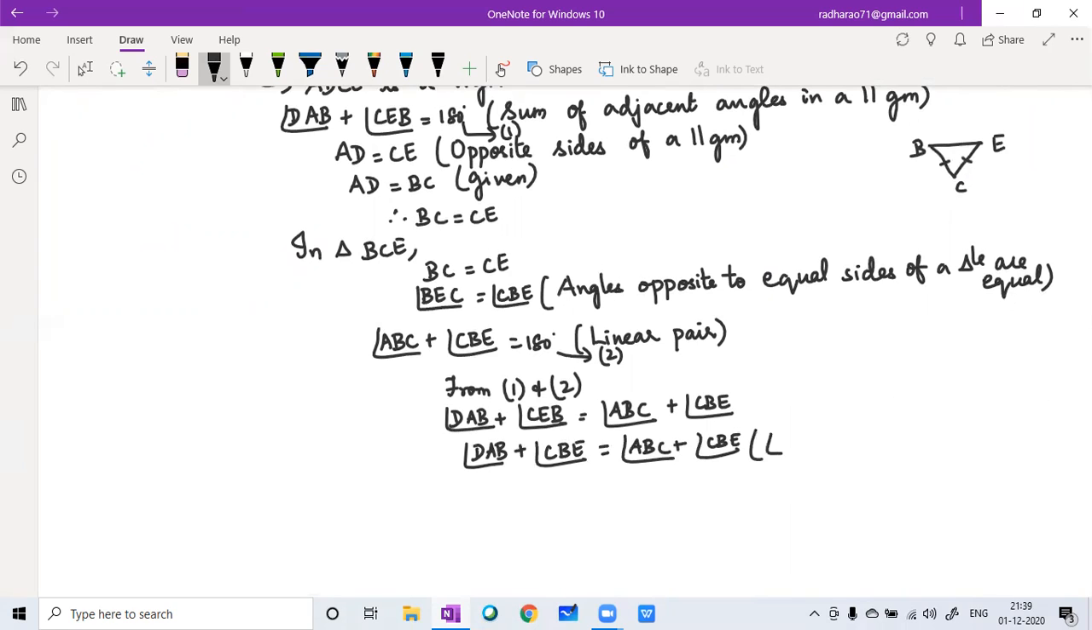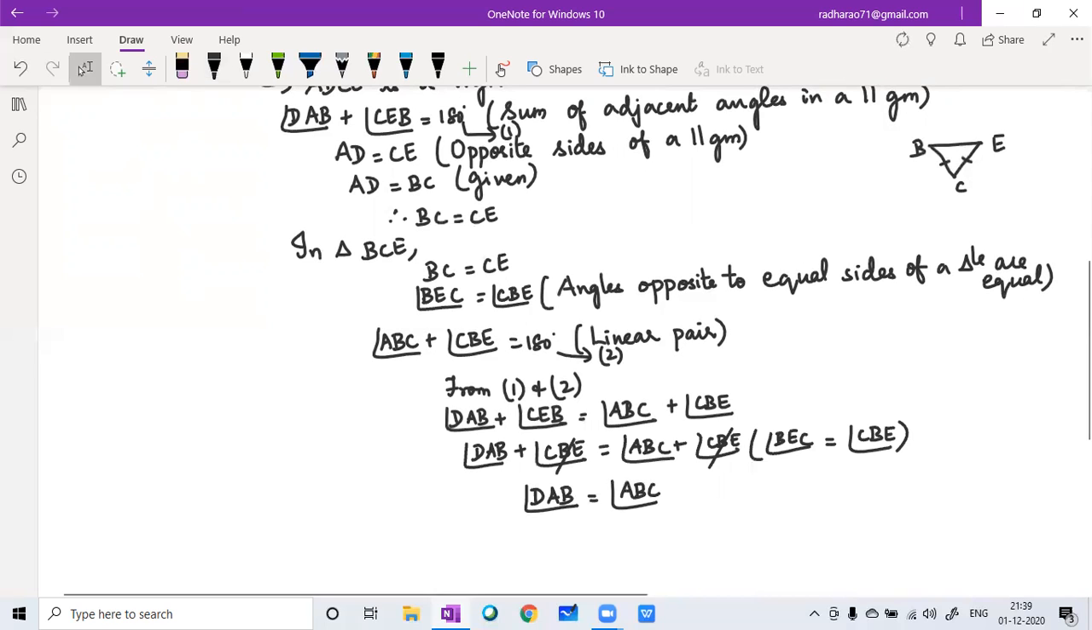Because I know BEC is equal to CBE, BEC I replace with CBE. So now CBE on either side get cancelled. So angle DAB is equal to angle ABC. That is angle DAB is equal to angle ABC.